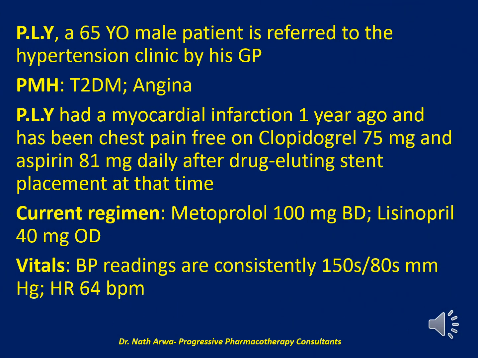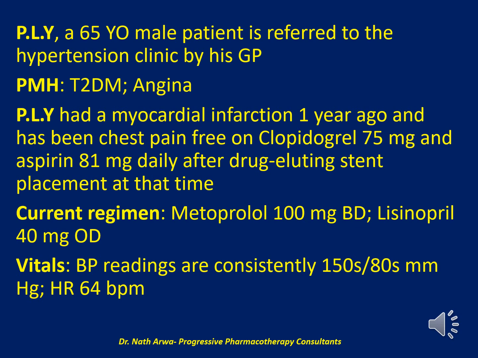And the next question reads, PLY, a 65-year-old male patient, is referred to the hypertension clinic by his general physician. He has a past medical history significant for type 2 diabetes mellitus and angina. PLY had a myocardial infarction 1 year ago and has been chest pain-free on clopidogrel 75 mg and aspirin 81 mg daily after drug-eluting stent placement at that time. His current regimen includes metoprolol 100 mg orally twice daily, and lisinopril 40 mg orally once daily.